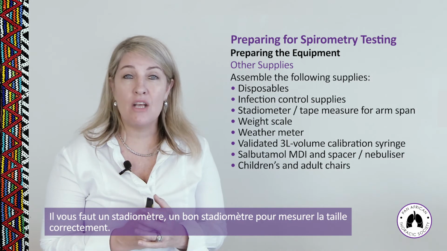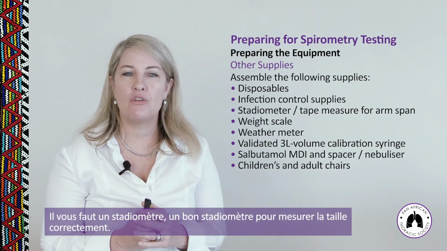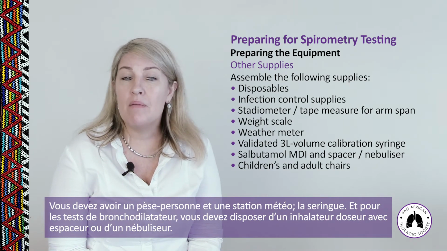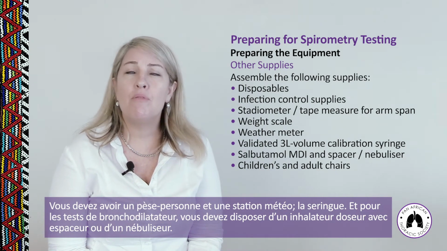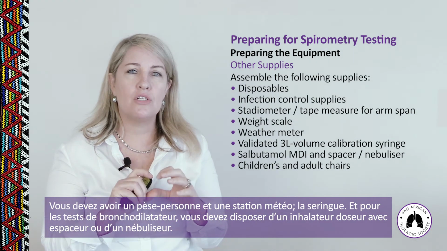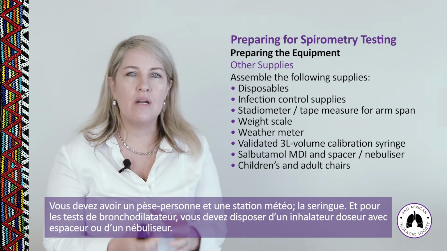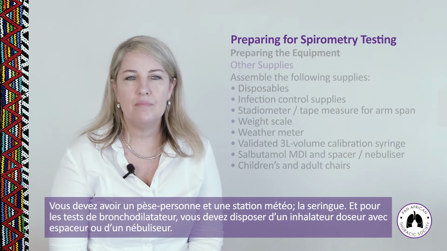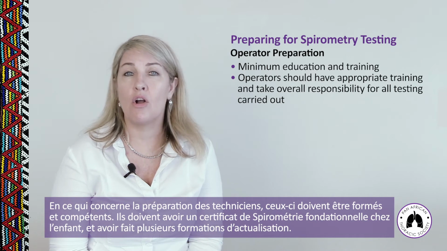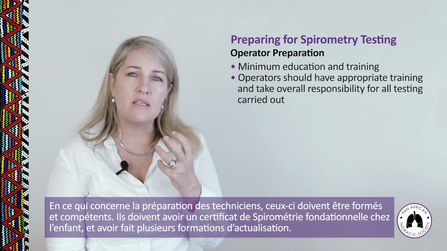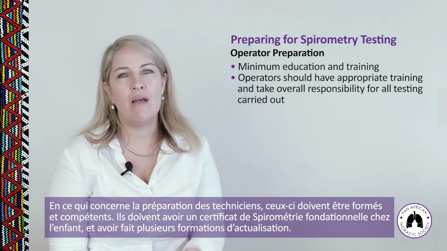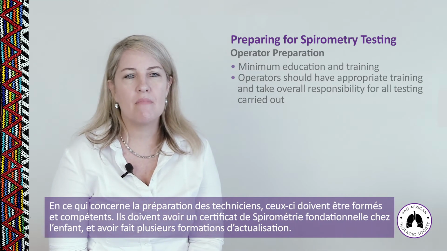You need to have a stadiometer, proper stadiometer for measuring height correctly. You need to have a weight scale, a weather meter, your syringe. And for bronchodilator testing, you would need to have available either your metered dose inhaler and spacer or a nebulizer device as well. In terms of technician preparation, the technicians must be trained and competent. So they need to hold a certificate in foundational pediatric spirometry, and they need to have had regular refreshers.